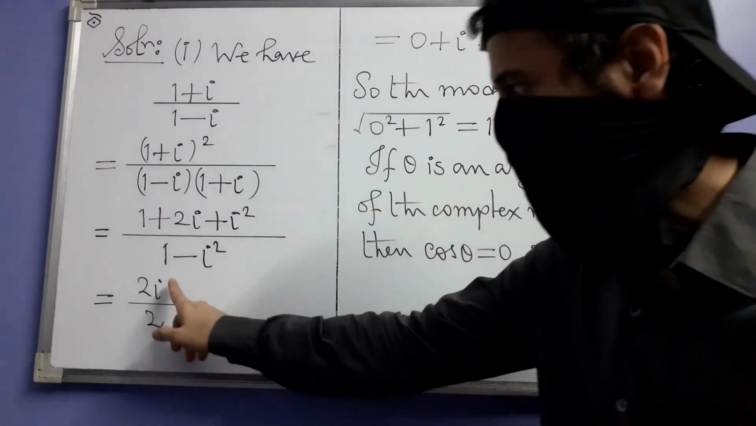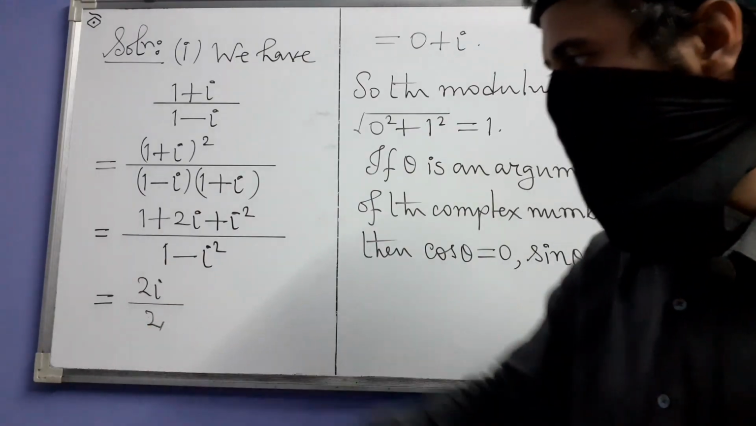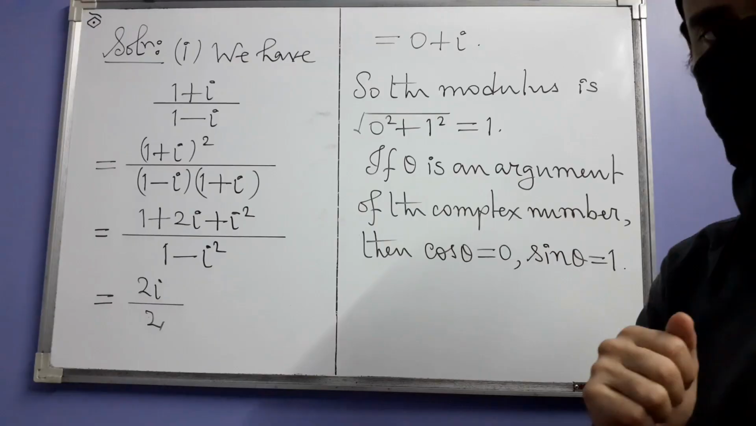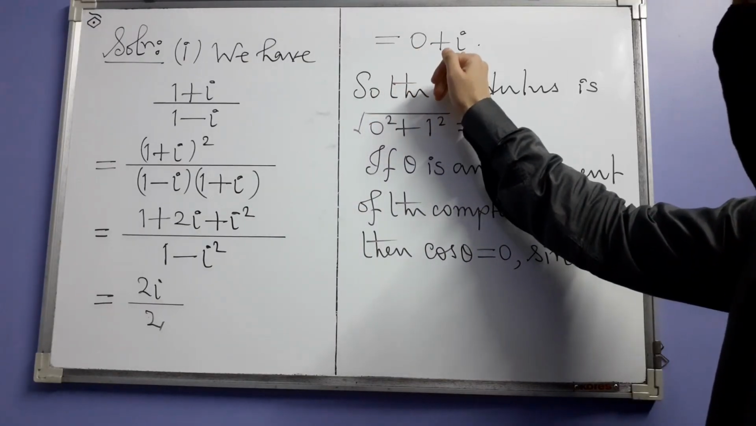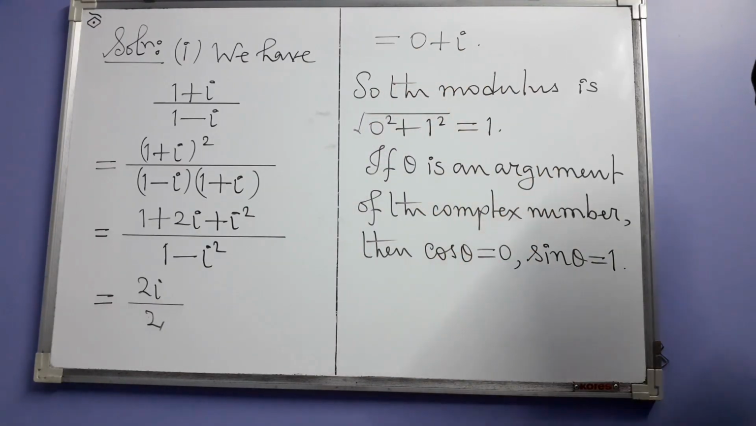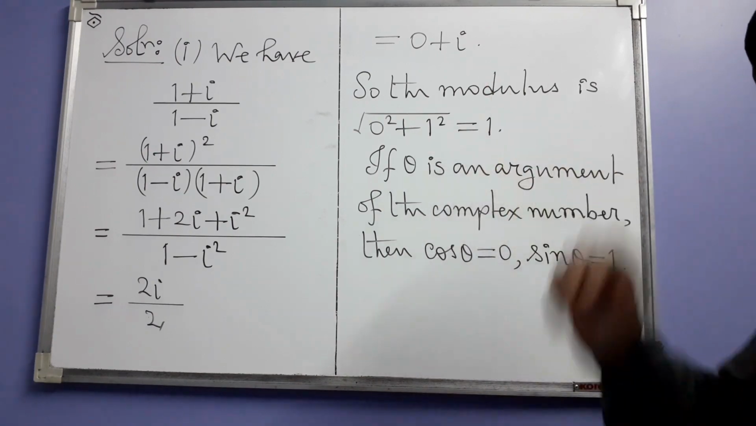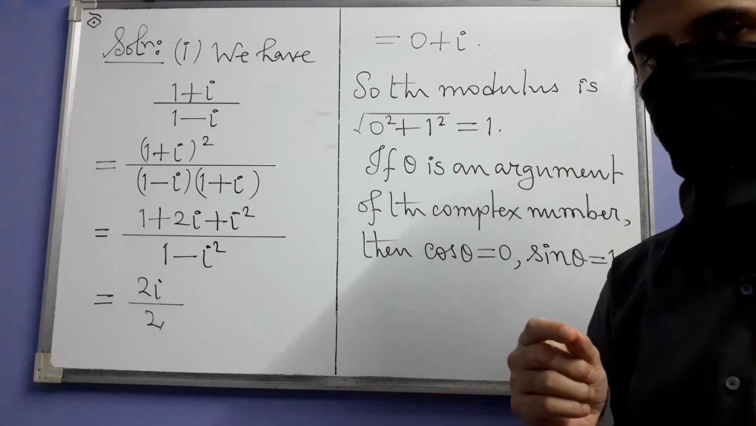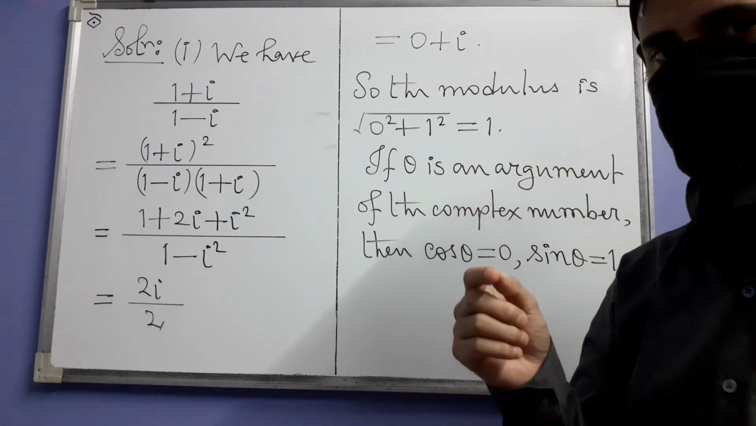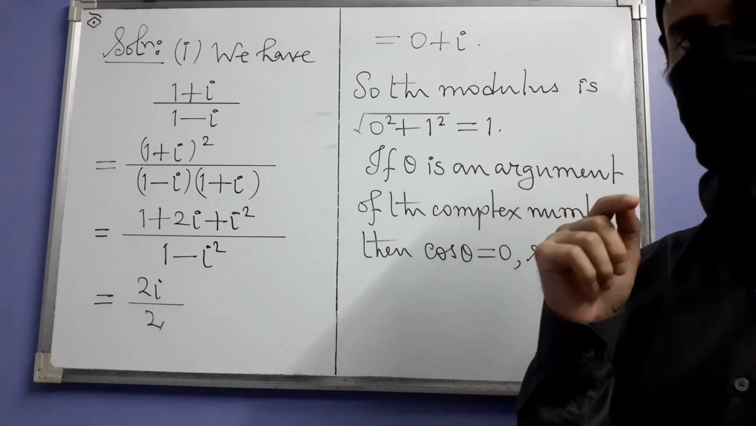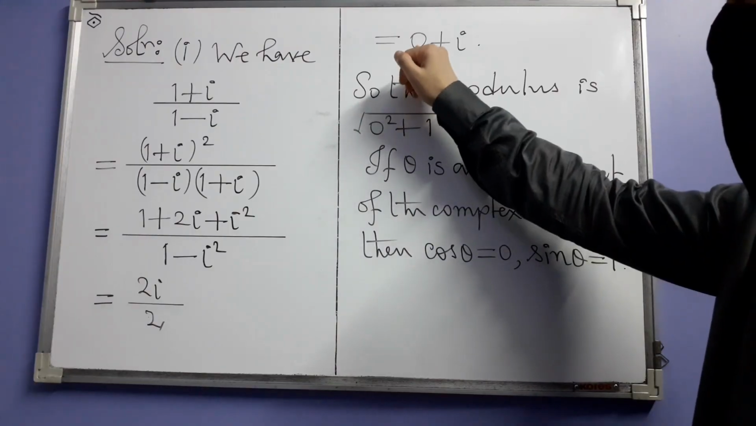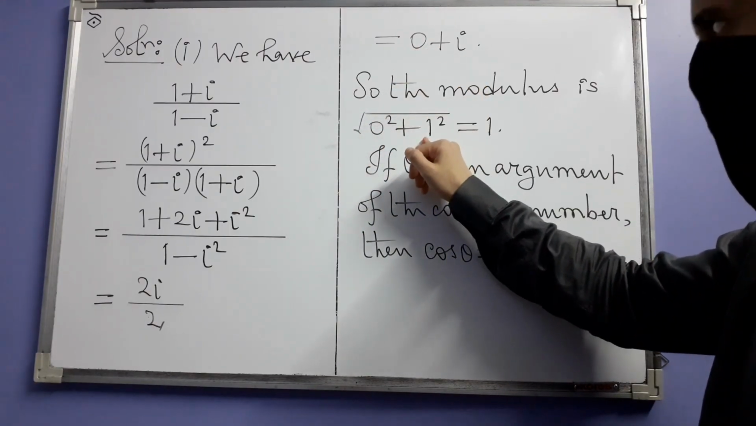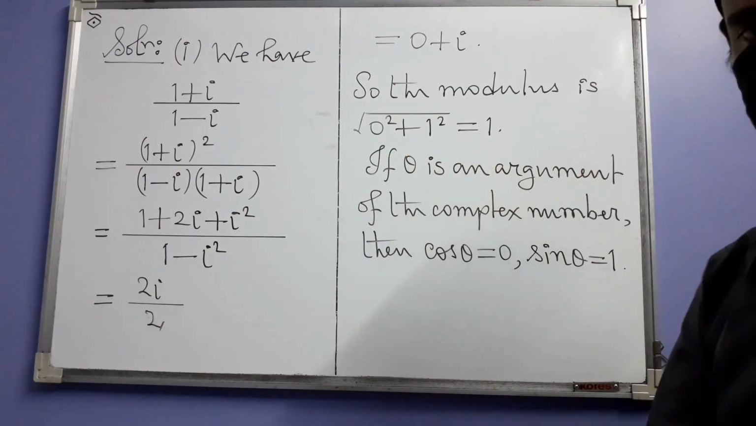But anyway, then what are we getting here? After cancelling 2, we are getting i, which if you write in the a plus ib form, it will be 0 plus 1i. 1 I haven't written. And so what is the modulus of this complex number? If the complex number is a plus bi, the formula for the modulus is square root of a square plus b square. In this case, a is 0, which is the real part, and b is 1, which is the imaginary part. So the modulus is 1.